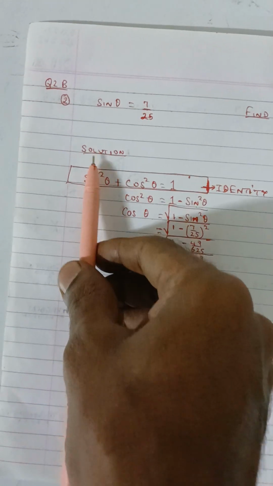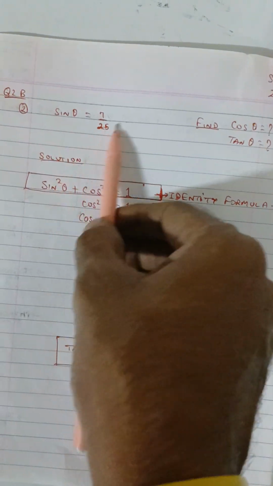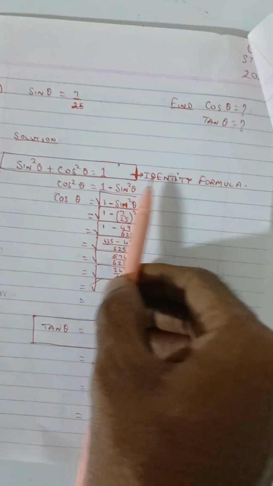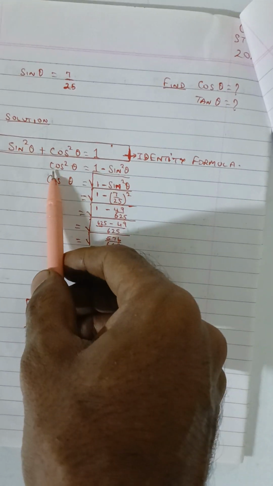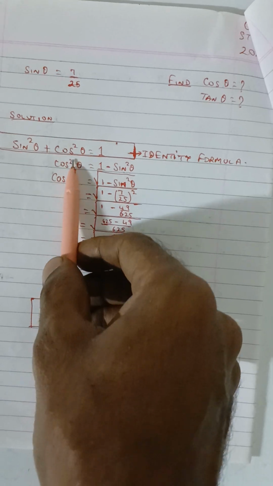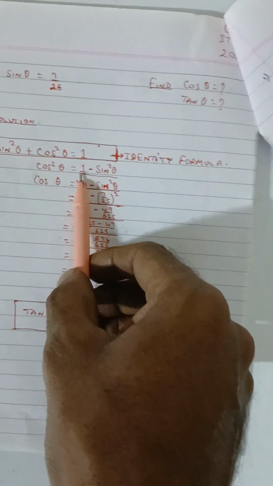Now solution. First of all, I'll take sin square theta plus cos square theta is 1, because sin theta is given. So I'll take the identity formula. Take sin square theta to my right hand side over here. Cos square theta is 1 minus sin square theta. Square will go to the right hand side, it will become a square root here. Cos theta is the square root of 1 minus sin square theta.